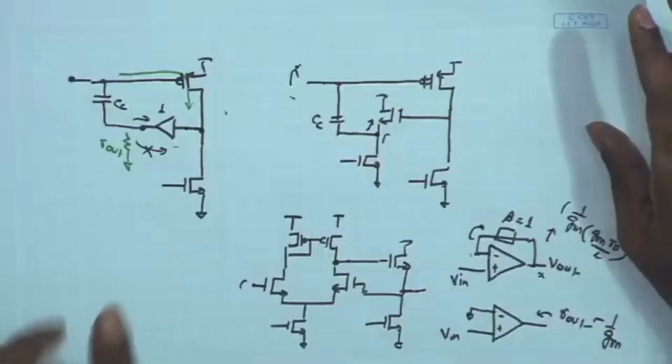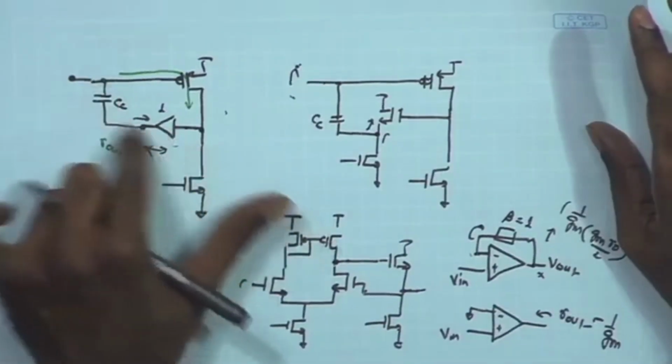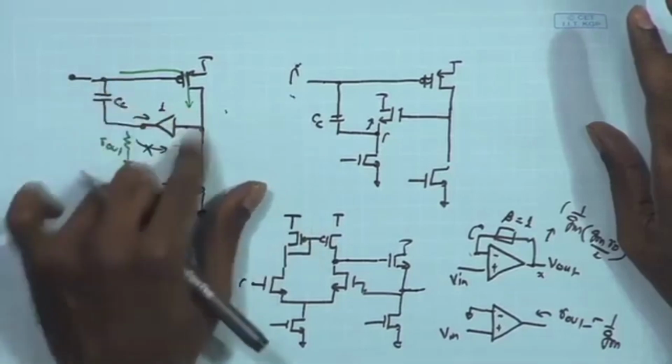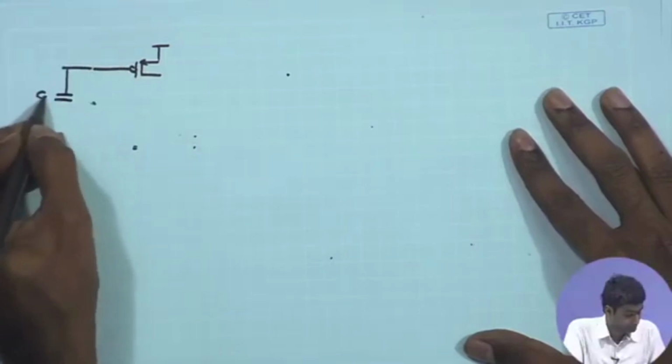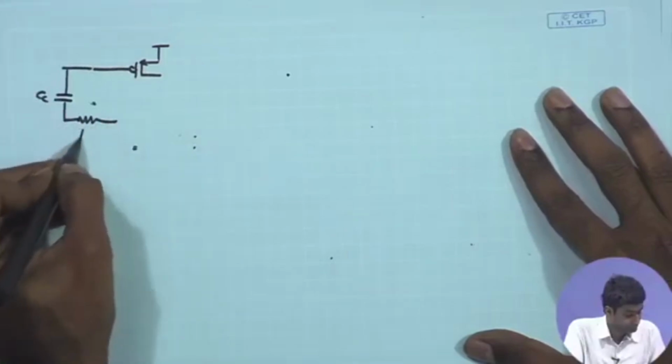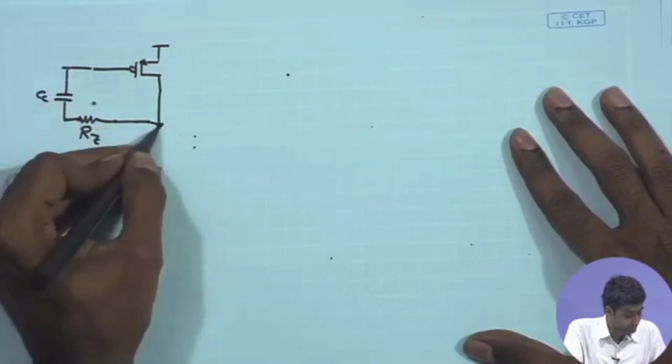So, let us look at another common technique through which we can also cancel out the effect of the zero by modifying this compensation path, and that basically involves insertion of a nulling resistor in series with the CC.